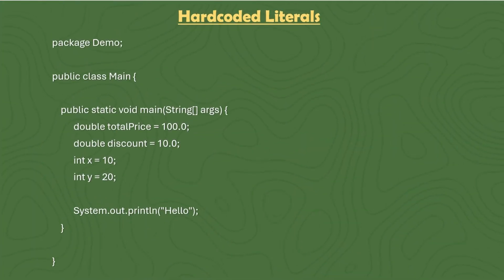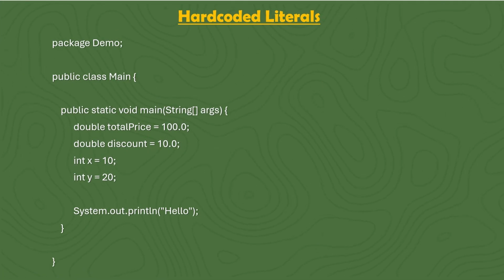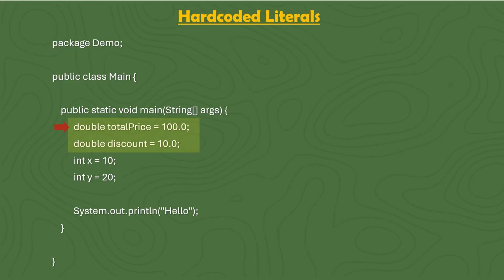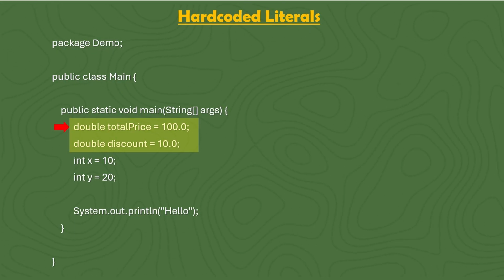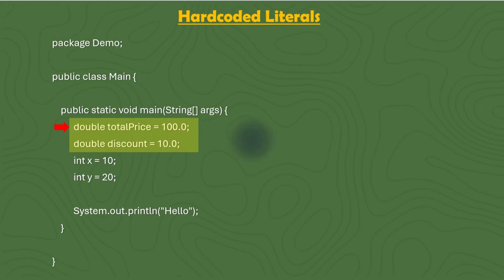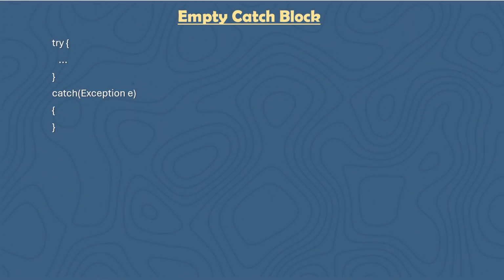Hard-coded literals. So hard-coded values reduce flexibility. If the business requirements change, developers must search the code and update multiple locations. Constants should be used instead. Empty catch block. Empty catch blocks silently ignore exceptions. When errors occur, the developer receives no information, making debugging extremely difficult. PMD recommends logging or handling exceptions properly.